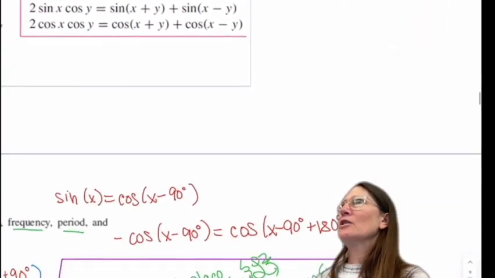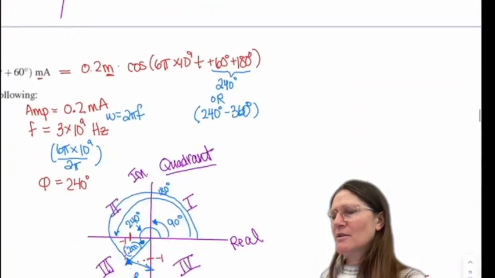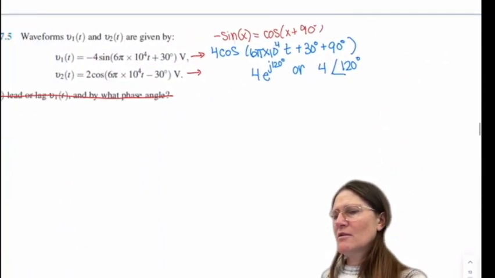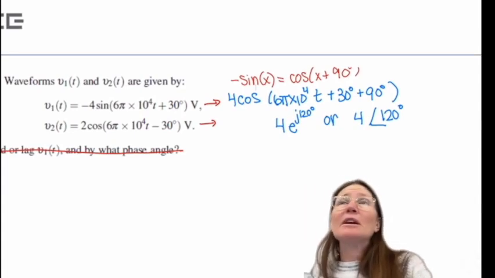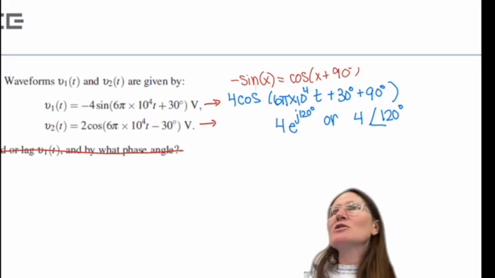All right, other questions? Yes. Now, does the frequency not really show up at all in our phasor? Correct. Yep, it comes back when you go back into the time domain.